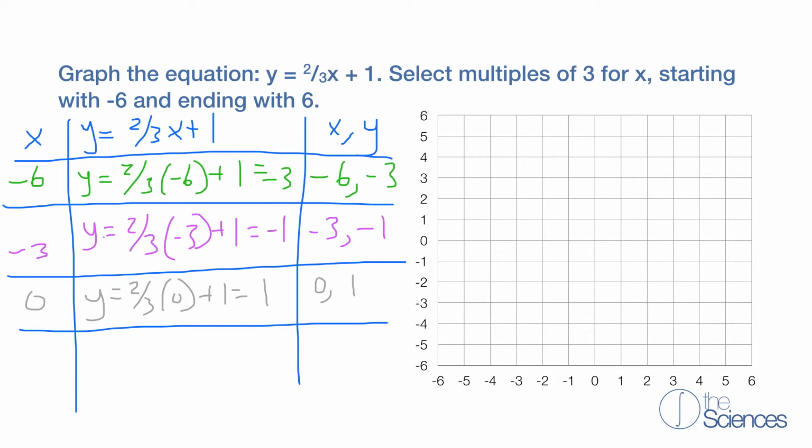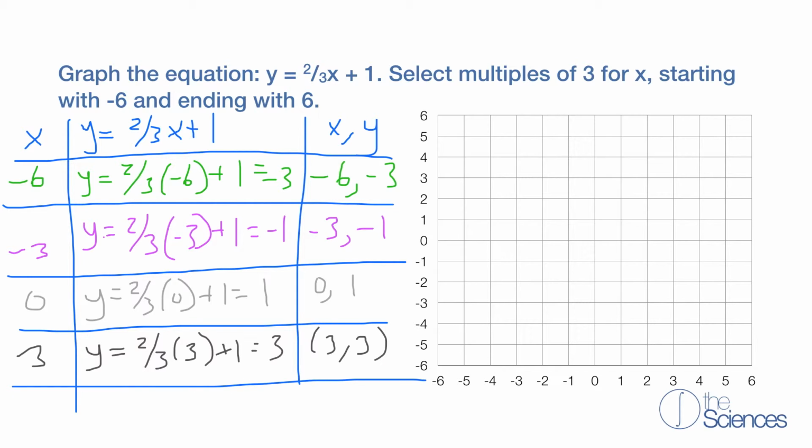Now we're going to determine our point when x is 3. Y equals 2/3 times 3 plus 1. 2 times 3 is 6. Divided by 3 is 2. Plus 1 is 3. So we have a point of 3, 3.